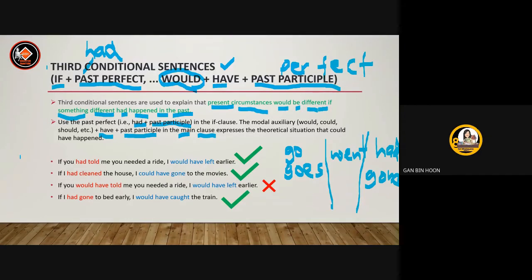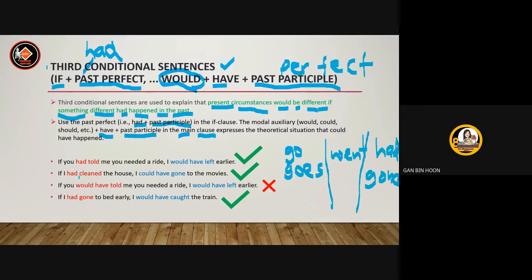Okay, can you understand? So, in the third conditional sentences bermaksud saya sudah buat sesuatu sudah berlaku dan akibat dia pun sudah ada. Okay, you have an action and then you have the effect, but it could be different if you do something else. Okay, wow, difficult, yes.